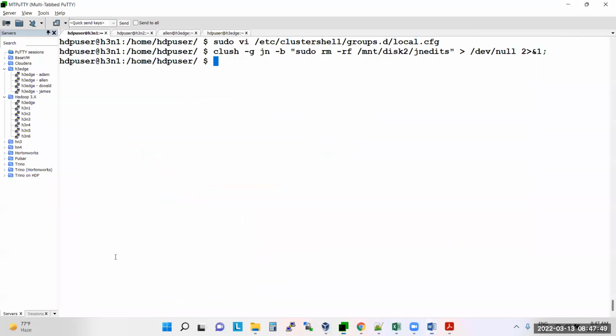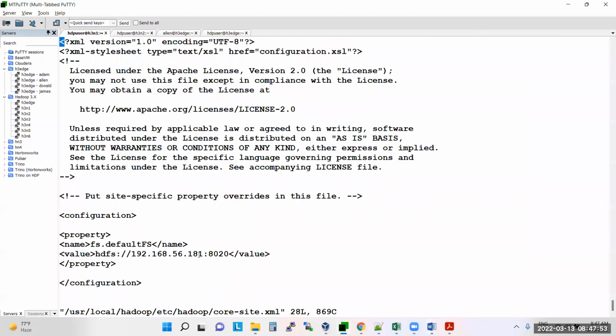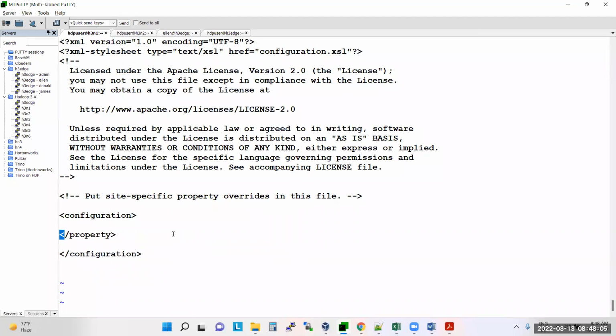So here, earlier I had only one name node. That is the reason I have directly given 181. Correct or not? Yes, sir. That is the reason I directly gave the 181 IP address here. Now we have one name node or multiple name nodes? We have two name nodes. When you have two name nodes, what to do? Remove this property and add this property.